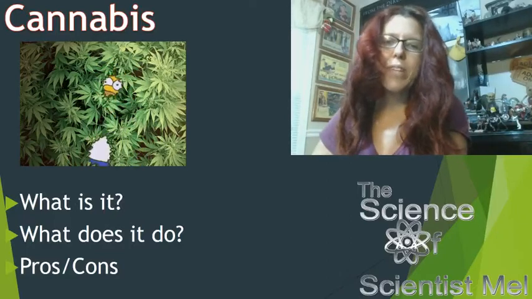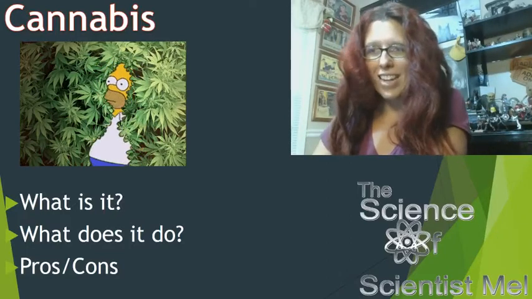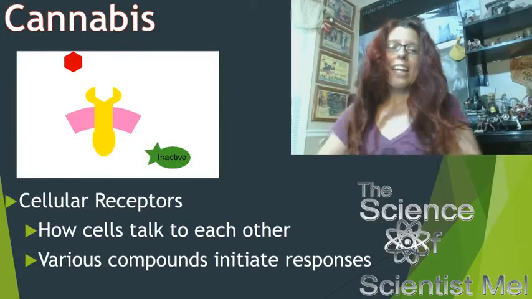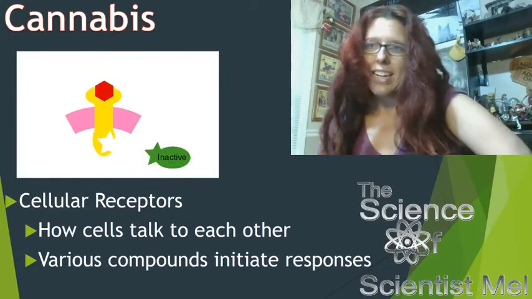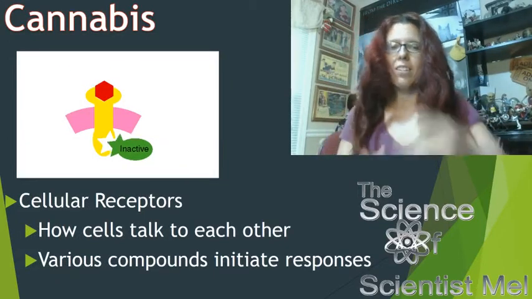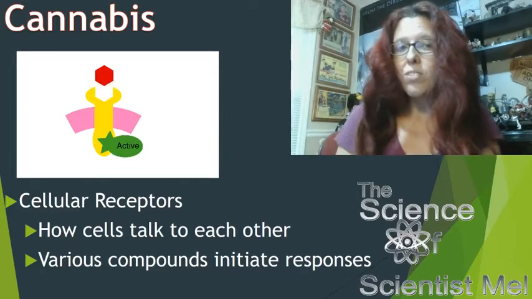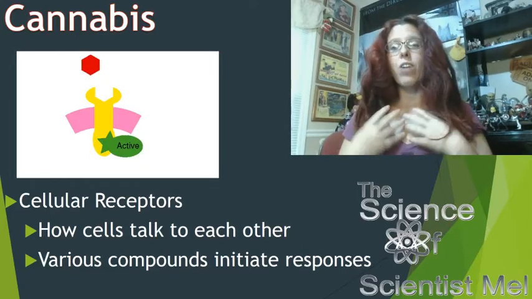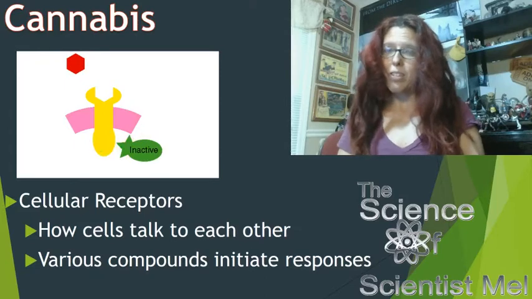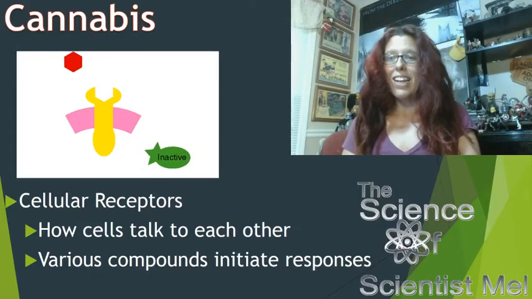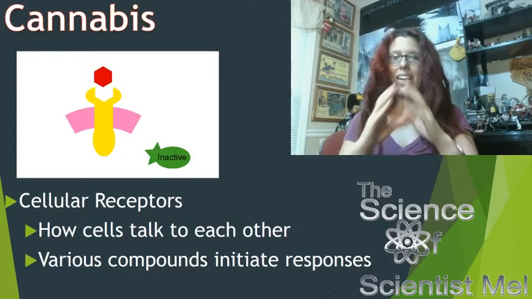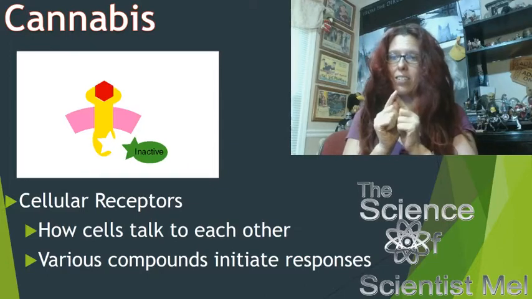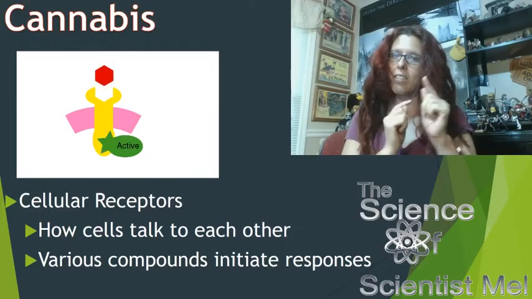Well, the first thing we have to talk about in regards to cannabis is that it is a cannabinoid. It's a ligand that attaches to a cellular receptor. Now, if you're unfamiliar with cellular receptors, essentially what they are is that they're antennas that stick out on the outside of the cells, and that's how cells kind of talk to each other.